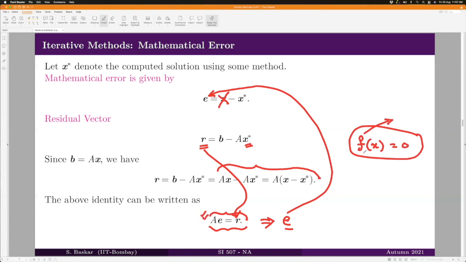But if f is a nonlinear function, say x squared plus 2x plus 1 equal to 0, then f will not satisfy this condition, right? Therefore, in general, we cannot compute the error, that is the mathematical error, without knowing the exact solution. But in the linear case, yes, it is possible via the residual vector.